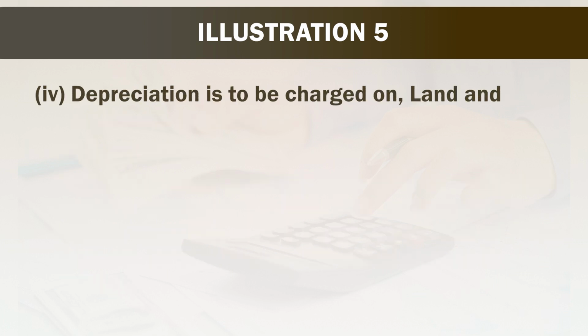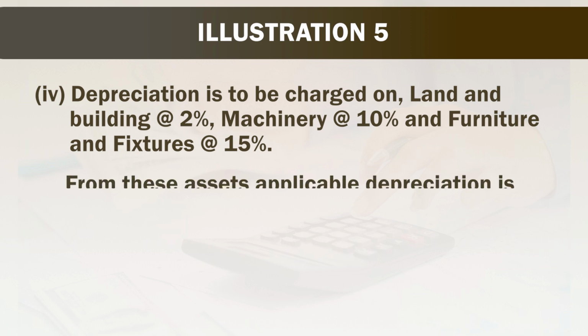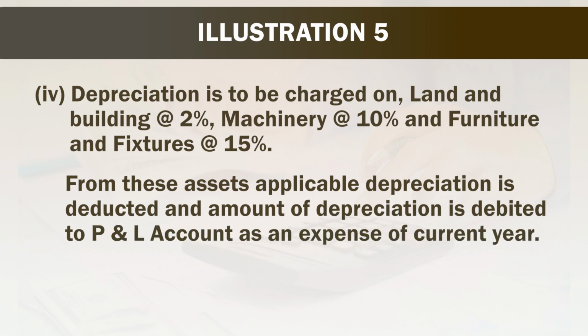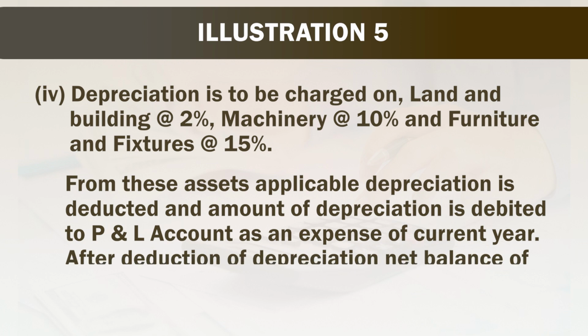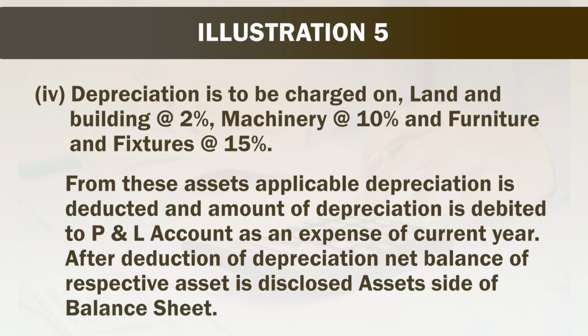Then we have depreciation to be charged on land and building at 2%, machinery at the rate of 10% and furniture and fixtures at the rate of 15%. From these assets, applicable depreciation is deducted and the amount of depreciation is debited to profit and loss account as an expense of current year. After deduction of depreciation, net balances of respective asset is disclosed asset side of balance sheet.